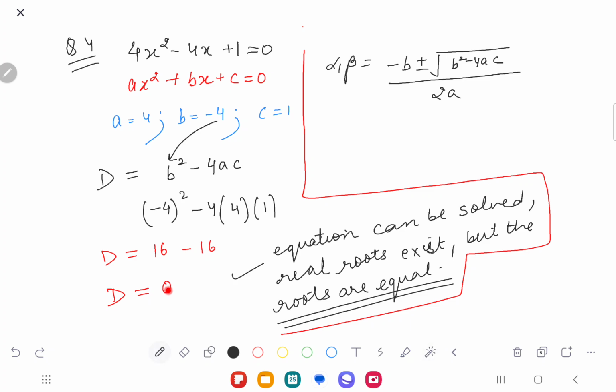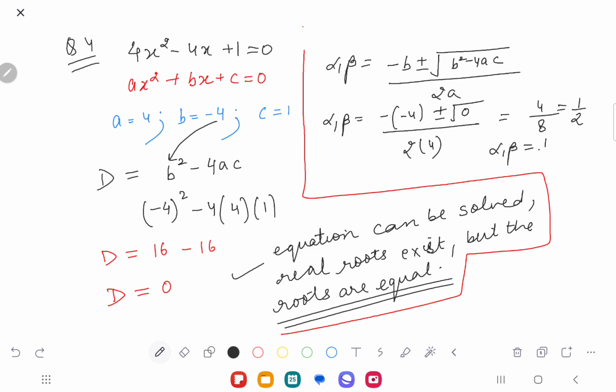That means if I have to find the value of alpha comma beta, I will say b is minus 4, so 4 plus minus under root of 0 over 2 times 4. So wouldn't that be 4 over 8? That would be 1 by 2. That means alpha and beta both shall be 1 by 2. Because even if it works like that, you will say 4 plus minus 0 by 8. Are you understanding? So alpha would be what?